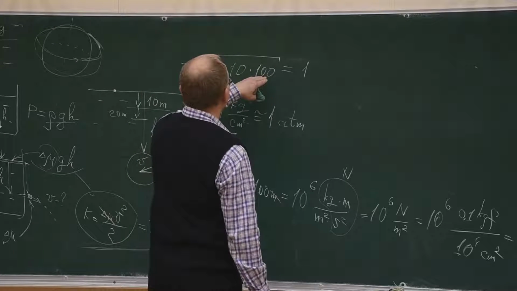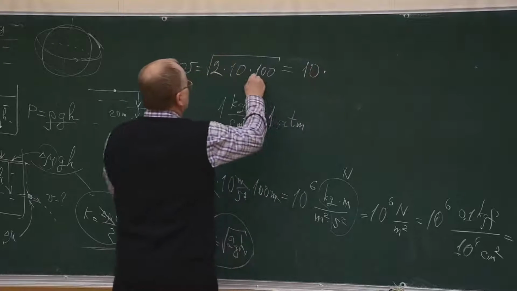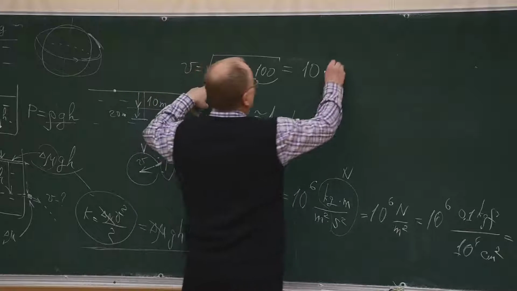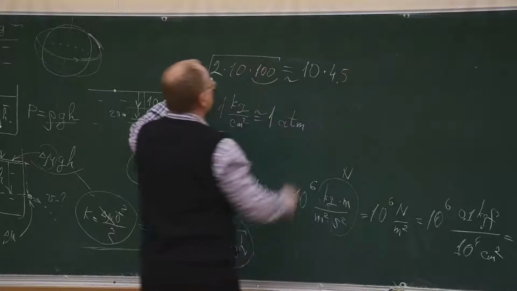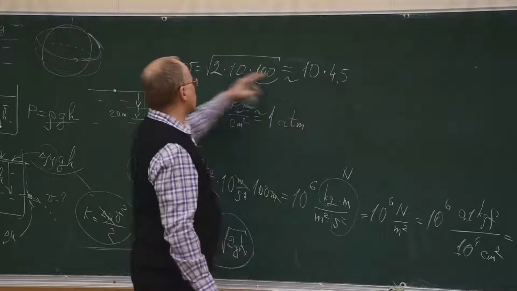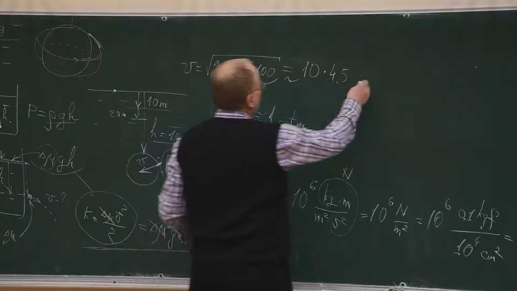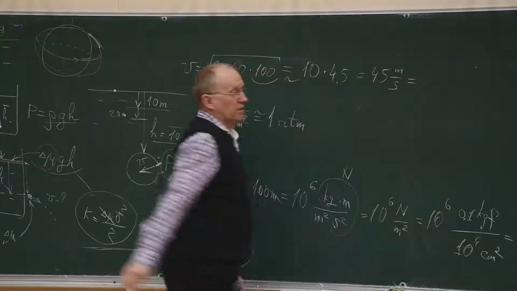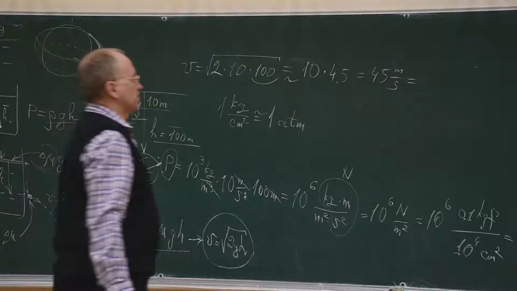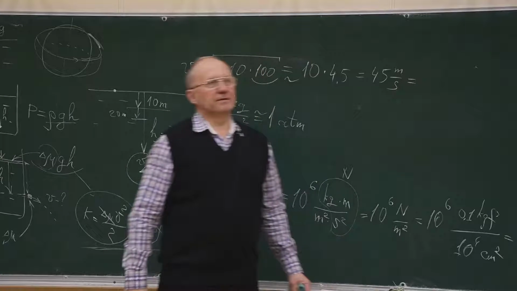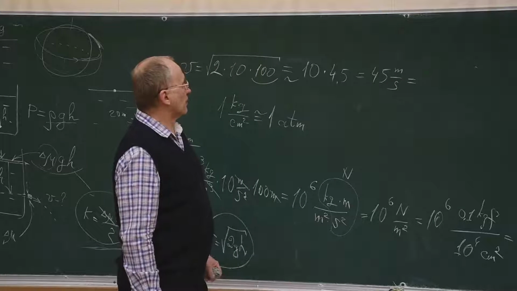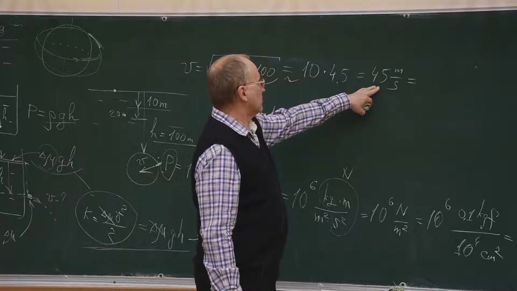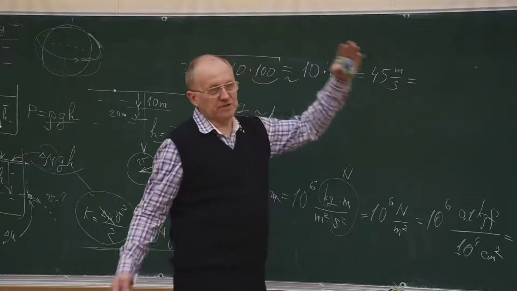the square root of 100 is 10, and the square root of 20 is approximately 4.5, because 4 squared is 16, and 5 squared is 25, so 20 is somewhere in between. So that is 45 meters per second. 45 meters is more than the height of a 9-story building, about maybe a 12-story building. And that's a large distance covered in 1 second.